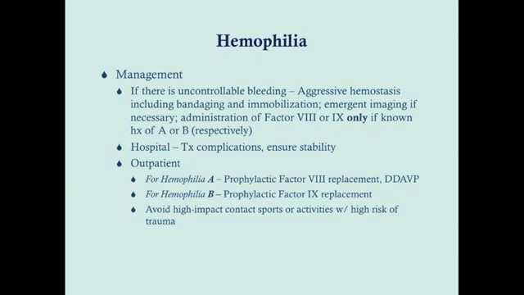If there is uncontrollable bleeding, of course, this would be in an emergency setting. You need to initiate aggressive hemostasis, which is going to include bandaging, immobilization of the joint or whatever is bleeding, and then emergent imaging if necessary. You can administer factor VIII or IX, but that's only if you know that the patient has hemophilia A or B, respectively. In the hospital, you treat complications, ensure their stability.